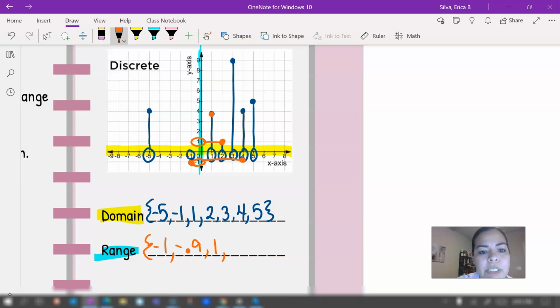Then the next point here, we have a y value of 1. Then my next point is here. The y value is approximately 3.8. Then we have this point and this point. They both have a y value of 4. This point here has a y value of 5. And then this point here has a y value of 9. So the y values that are included in this relation graph are -1, -0.9, 1, 3.8, 4, 5, and 9.